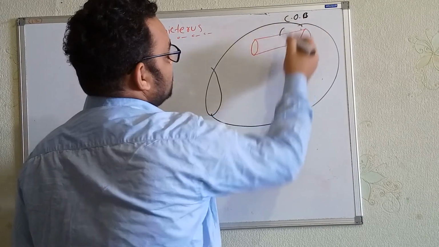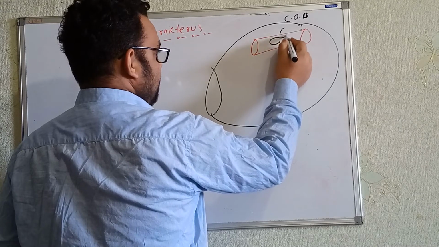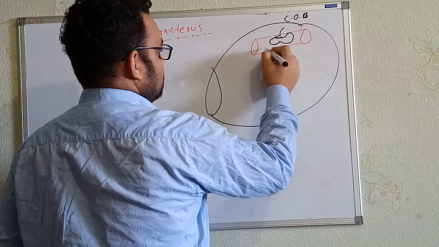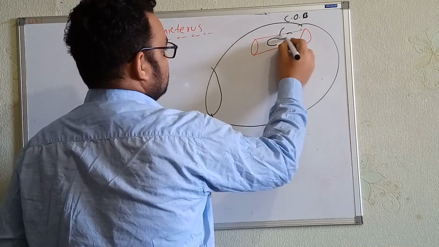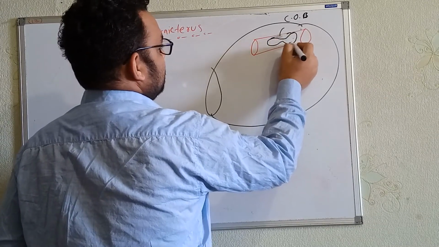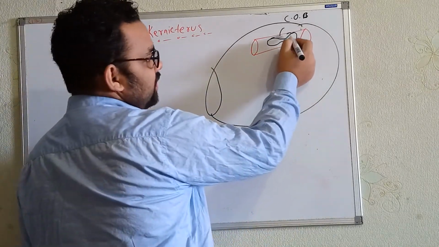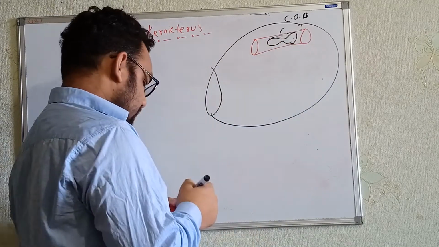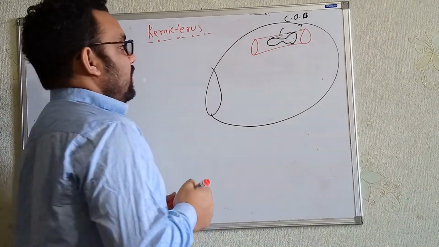I'm writing CO, which stands for cords of Billroth. Whenever the RBC passes through these regions, let me draw it more clearly for understanding. There will be damage to the membrane, and the membrane integrity will be lost because the proteins are not functioning efficiently. As a result, we will see hemolysis or hemolytic anemia here.